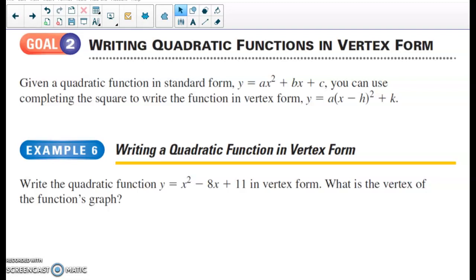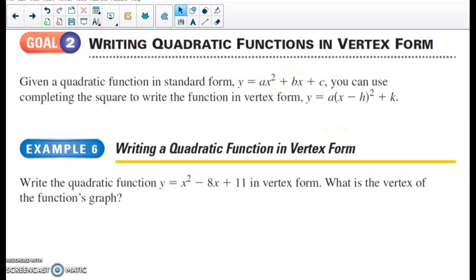One of the really nice things about completing the square is that you can turn an equation that is in standard form into an equation that's in vertex form. So why would you want to do that? Because you can see the vertex very easily. This form allows you to graph much easier than if it's in standard form. All right, so let's try doing that.